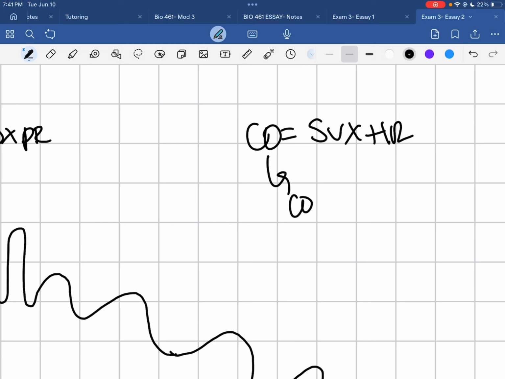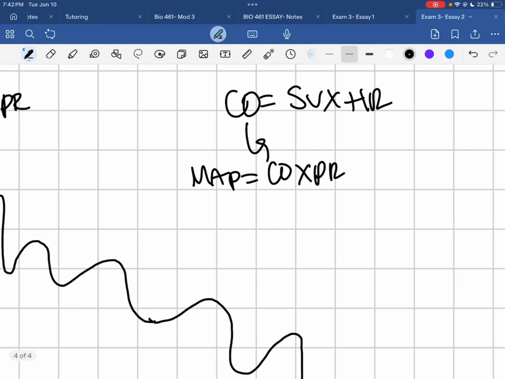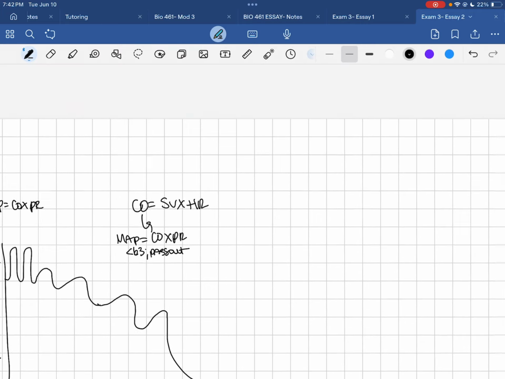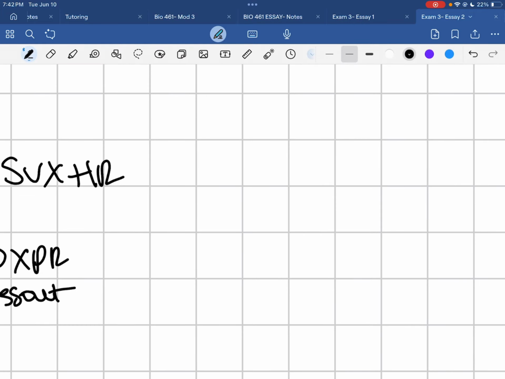So we have our cardiac output, which is equal to stroke volume times heart rate, which then goes into our SVR. Okay, mean arterial pressure, and it's supposed to be less than, sorry, it's supposed to be greater than 63. If it's anything less than that, then you would pass out.